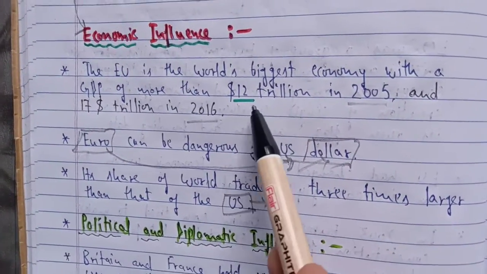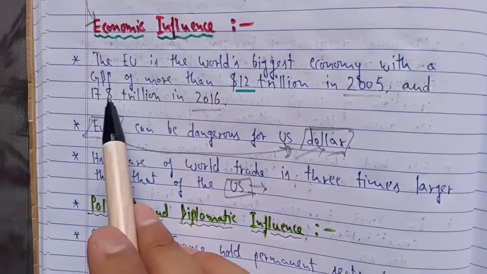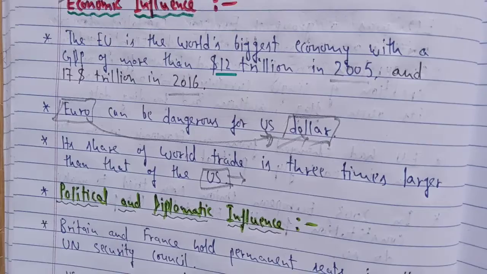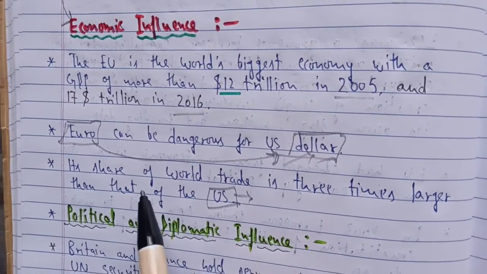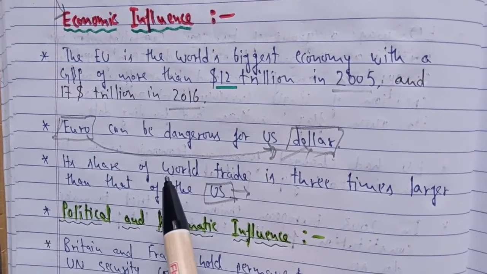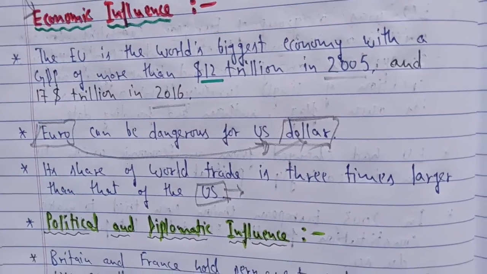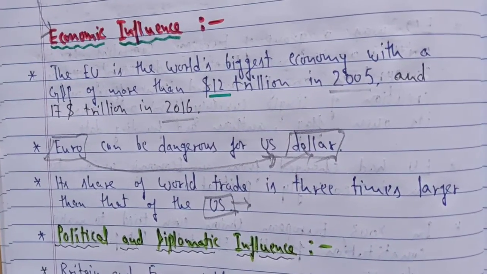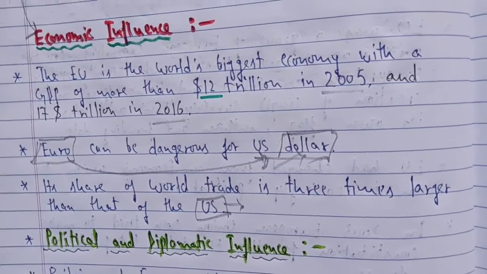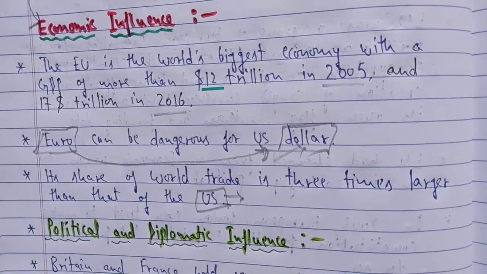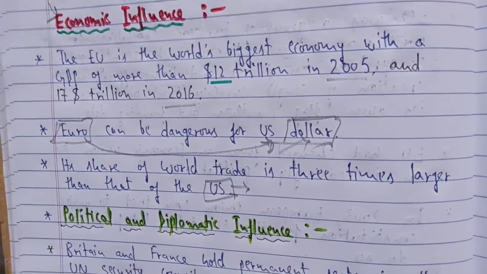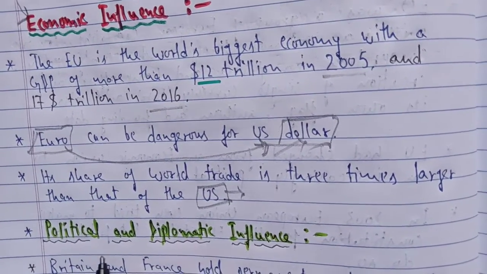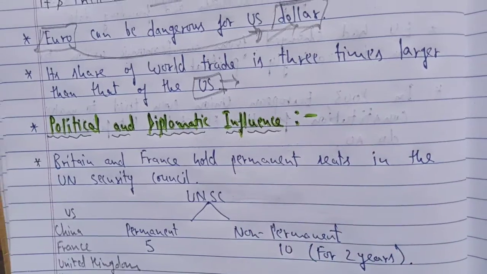This is the data: $12 trillion in 2005, $17 trillion in 2016. The euro was giving a challenge to the US dollar. Here the trade of European countries was 3 times more than that of the USA. So these economic data tell us that the European Union was certainly a good challenge, a good competition to the USA in terms of economy. Now second, we will be taking political and diplomatic influence.